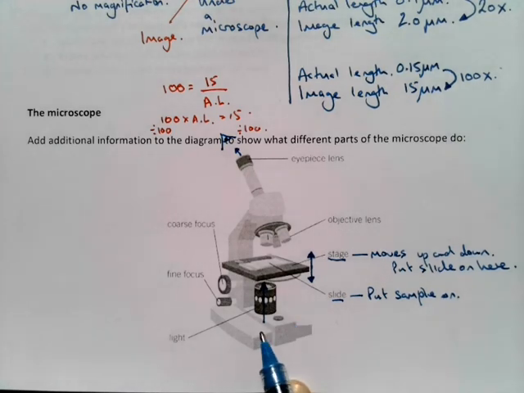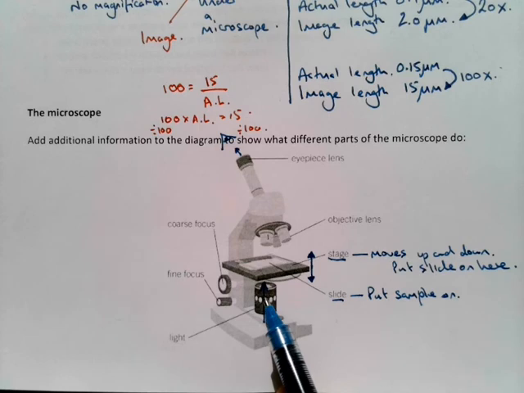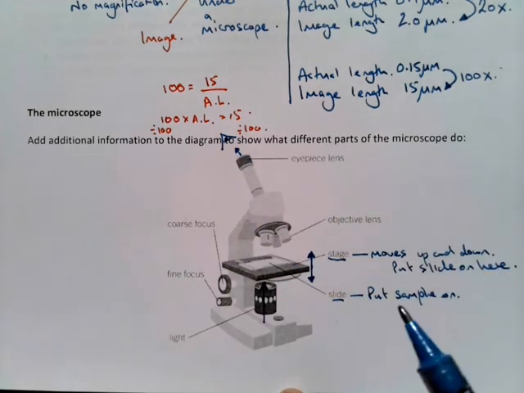That's important because you'll remember from physics that in order for you to see something, light needs to go into your eye. So if there's no light going up through the lens into your eye when you look down here, you'll just see black. You won't see anything.